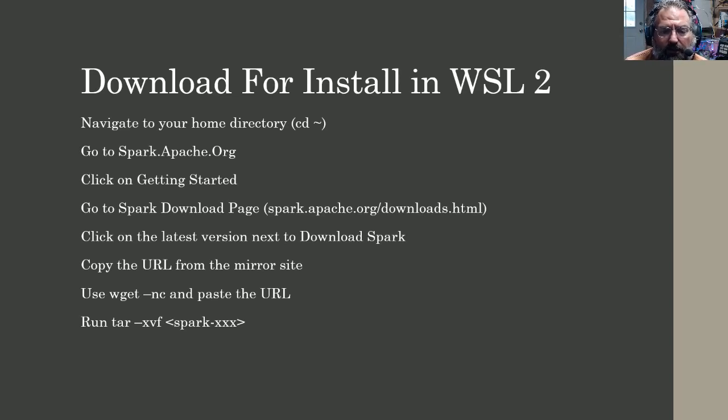But basically, you go to spark.apache.org, click on Get Started, go to the download page, get the latest version of it, and then if you're running inside of a Windows Subsystem for Linux, or any Linux flavor, you're going to do something like wget and then -nc. You don't have to do the nc. It's no clobber. Basically it means if the file already exists, you won't write over it. And then you give it the URL. That's going to download the file that's at the end of that URL.